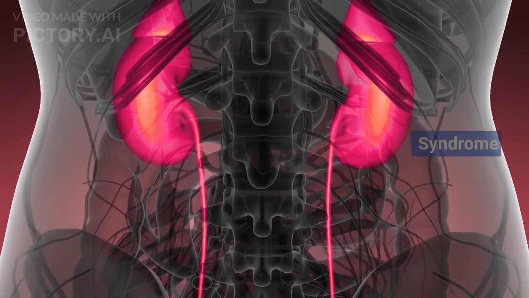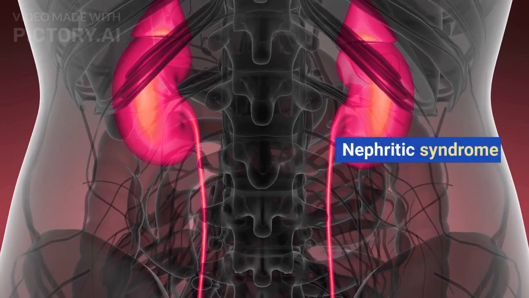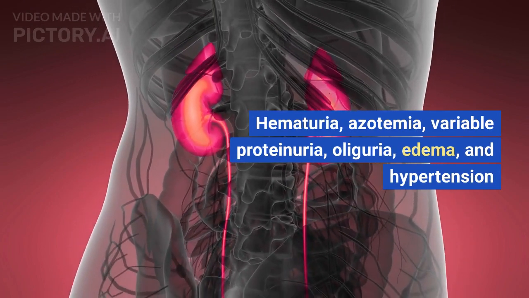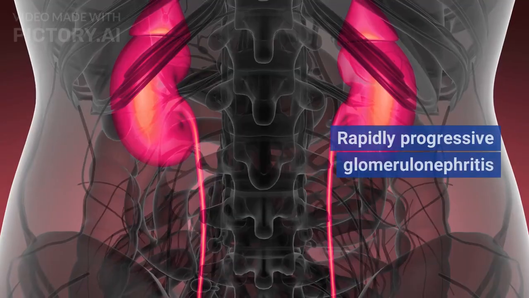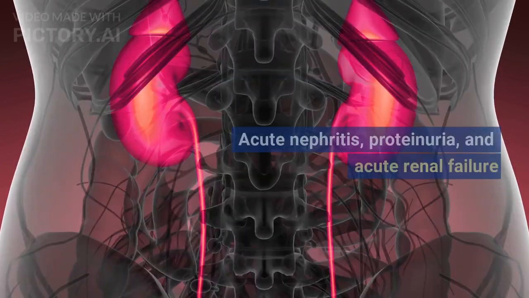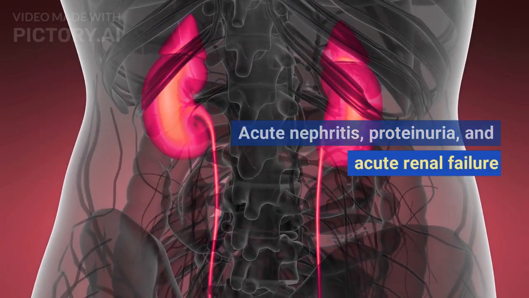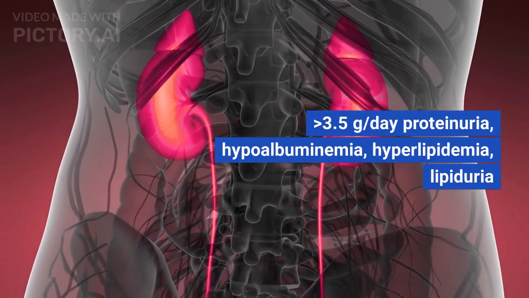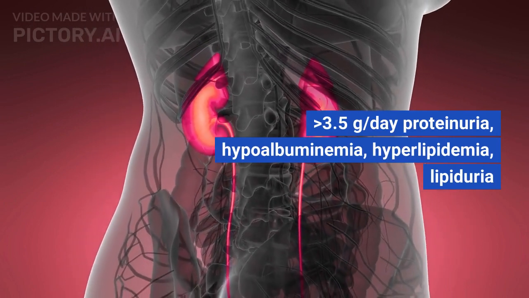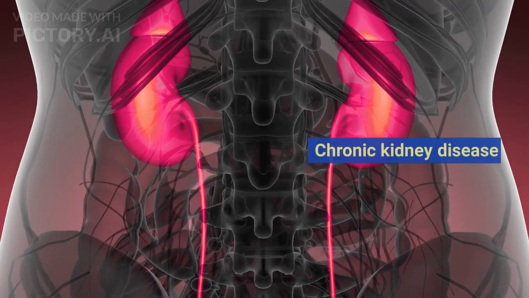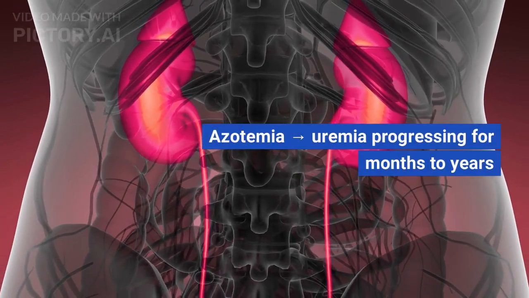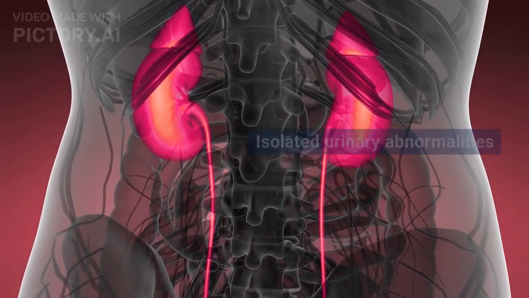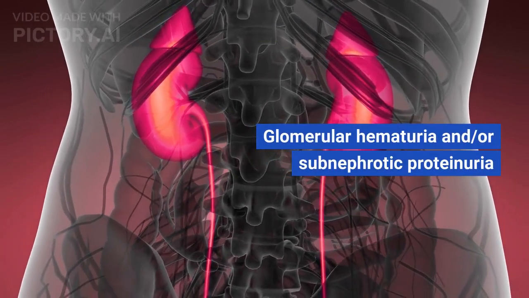Syndrome manifestations. Nephritic syndrome: hematuria, azotemia, variable proteinuria, oliguria, edema, and hypertension. Rapidly progressive glomerulonephritis: acute nephritis, proteinuria, and acute renal failure. Nephrotic syndrome: greater than 3.5 grams per day proteinuria, hypoalbuminemia, hyperlipidemia, lipiduria. Chronic kidney disease: azotemia progressing to uremia over months to years. Isolated urinary abnormalities: glomerular hematuria and/or subnephrotic proteinuria.